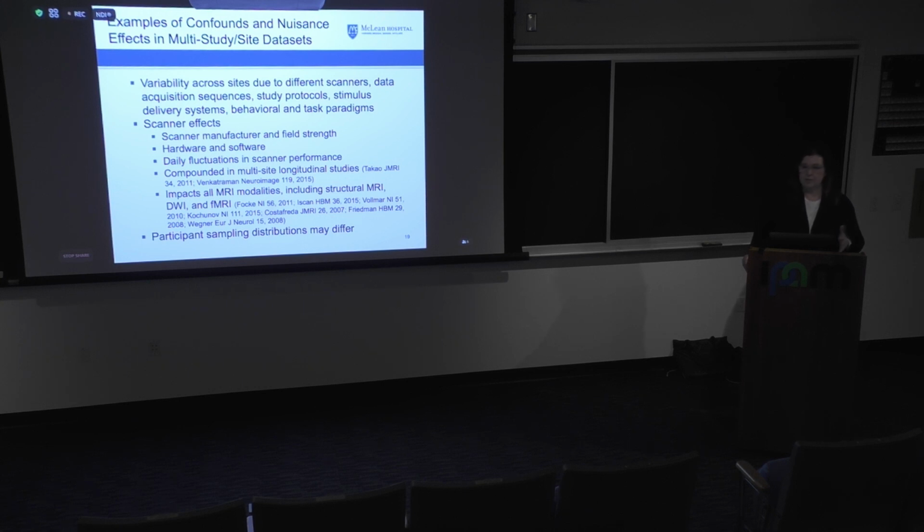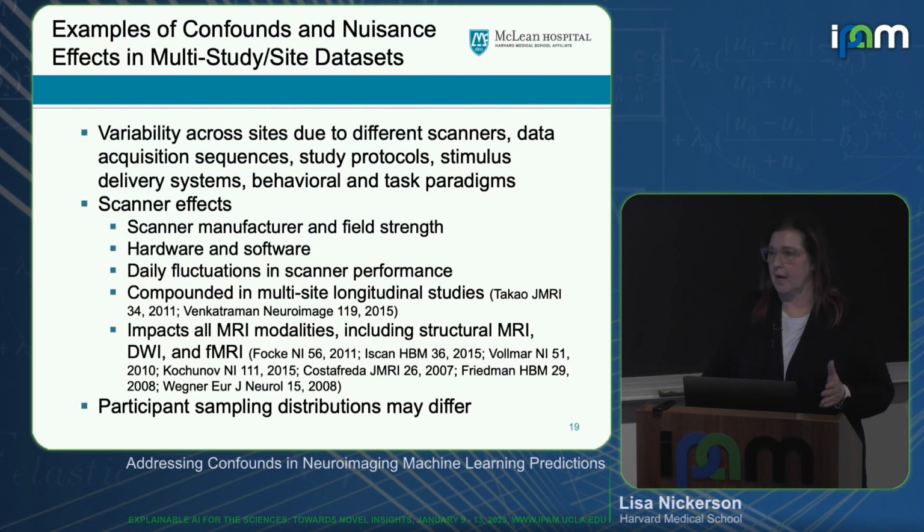Scanner effects, though, are a huge source of variability in multi-site data. Perhaps the one thing that you really do have to think about quite a lot because it's such a big source of variability. Scanner manufacturer and field strength, differences in hardware and software, even upgrades within the same scanner can cause large variation. Daily fluctuations in scanner performance are also important.